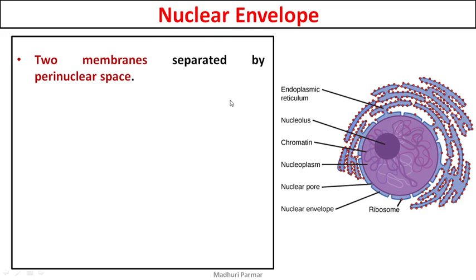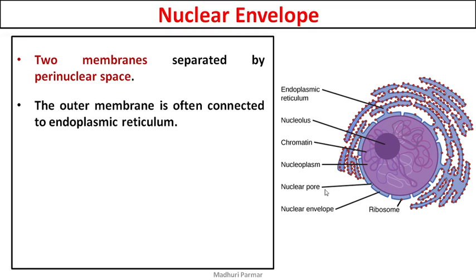Here it is made up of two membranes which are separated by a perinuclear space. You can see here this is the outermost membrane, and then you have an innermost membrane, and there will be spaces in between. That also you can see. These spaces are actually nuclear pores. They are holes, pores in the nuclear envelope. The outer membrane is often connected with the rough endoplasmic reticulum.